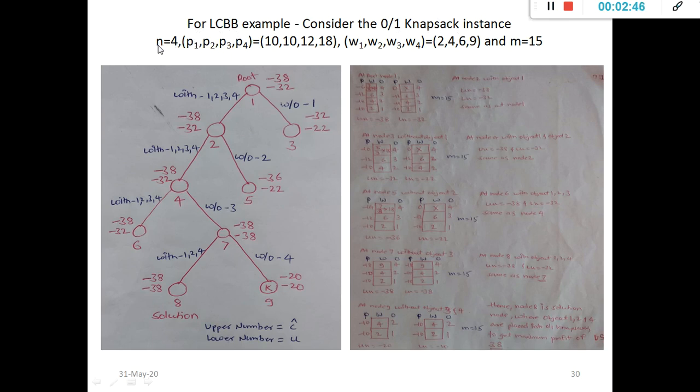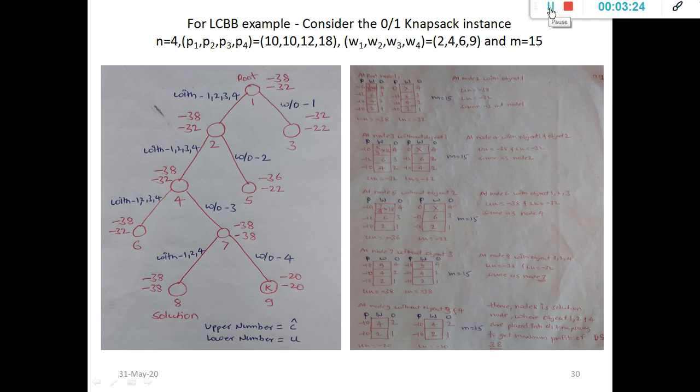Let us solve the 0-1 knapsack problem using the least cost branch and bound technique. Here n is equal to 4, that is, 4 objects are given with their profits p1, p2, p3, p4 equal to 10, 10, 12 and 18, and the corresponding weights w1, w2, w3 and w4 equal to 2, 4, 6 and 9, and the knapsack capacity m is equal to 15. First you have to construct a state space tree to solve the 0-1 knapsack problem using least cost branch and bound, as shown in the first diagram.